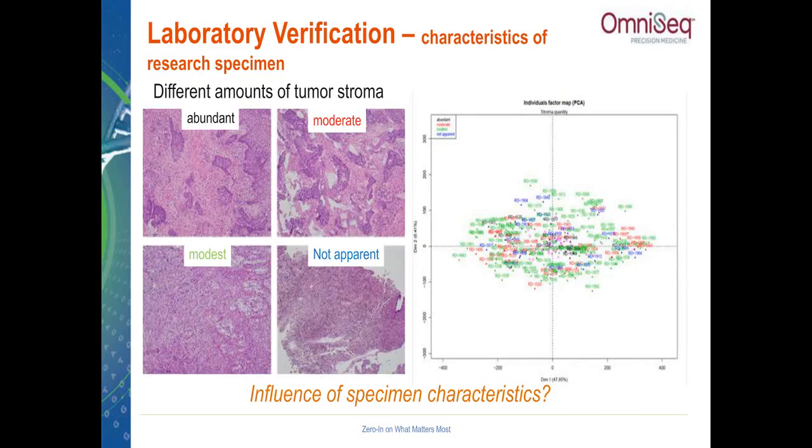I was predicting that the amount of stroma in the sample would have an influence on the expression of these signatures. So we compared samples by pathology review. We marked the samples as abundant stroma, moderate stroma, modest stroma, or stroma that's really not apparent, almost like solid sheets of neoplastic cells. And principal component analysis, again, did not show a remarkable difference in any of those characteristics.